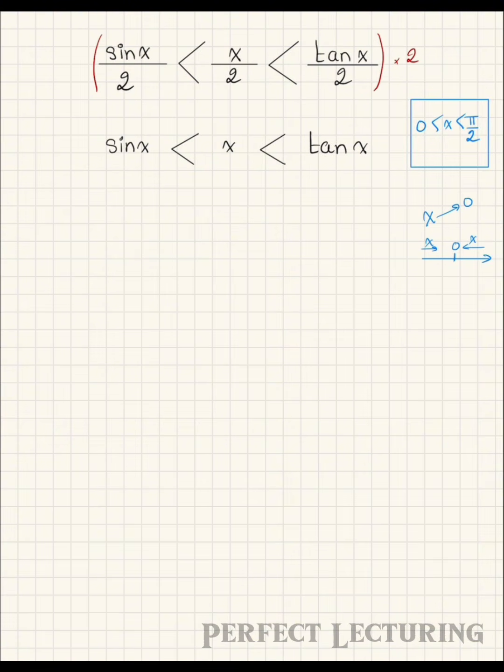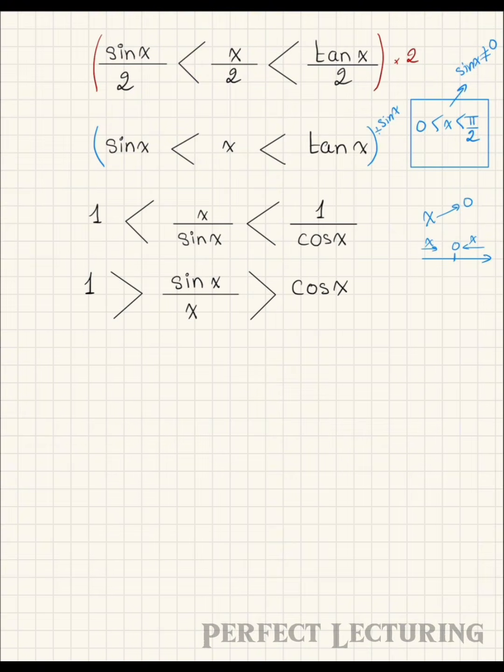So since x cannot be equal to 0, this means that sine of x is never equal to 0 in this interval. So we can safely divide the entire inequality by sine of x. And this is what we get. Let us apply the reciprocal. The inequality signs are flipped, or we simply write it like that.